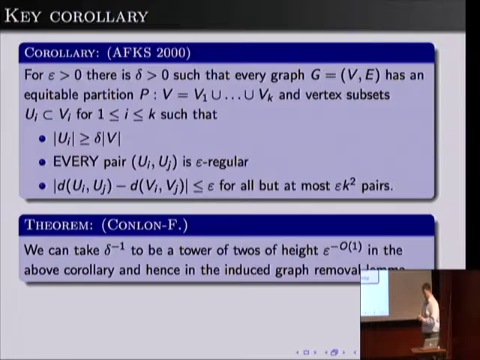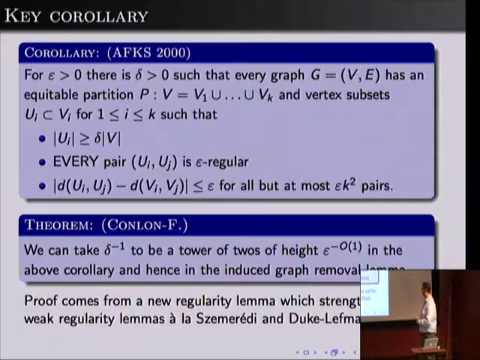And in this corollary, there's a new proof that only has a tower-type bound, and so it gives a tower-type bound for the induced graph removal lemma. So you can bring down the Wowser to tower. And the proof is by strengthening earlier weak regularity lemmas of Szemerédi and Duke-Lefmann-Rödl. Just as you iterate Szemerédi's regularity lemma to get the strong regularity lemma, there are these weak regularity lemmas which have only exponential type dependencies. And if you iterate those, you get a tower type dependence, and you can use those to get an improved bound on the induced graph removal lemma.